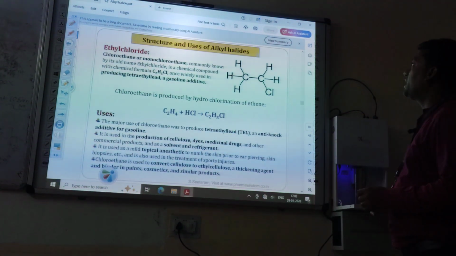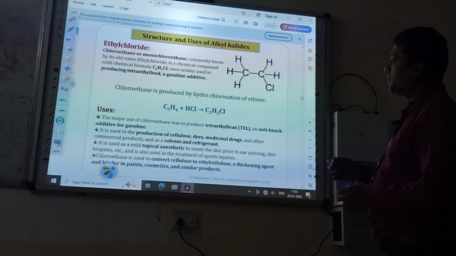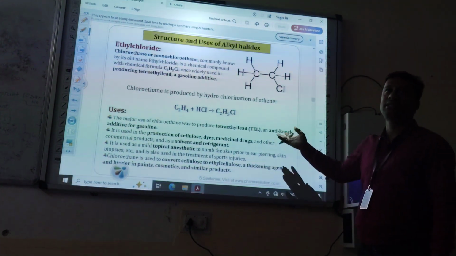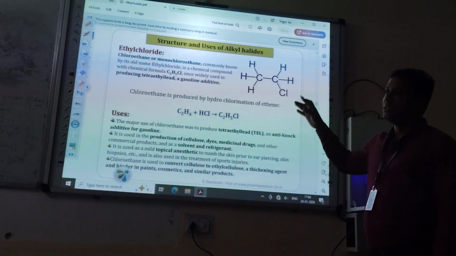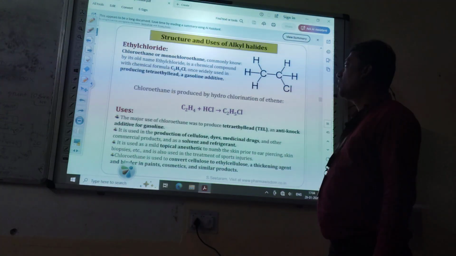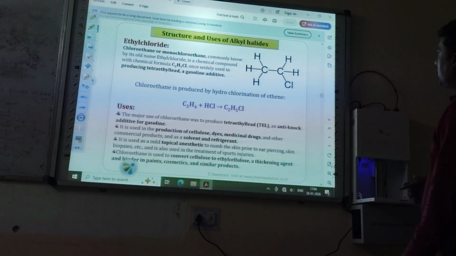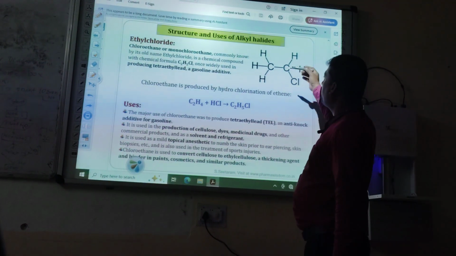Then we discuss the structure and uses of alkyl halides. Different examples are in your syllabus. All of these are present in your syllabus, and according to the syllabus, this slide has been made. The first one is ethyl chloride, which has two carbons.